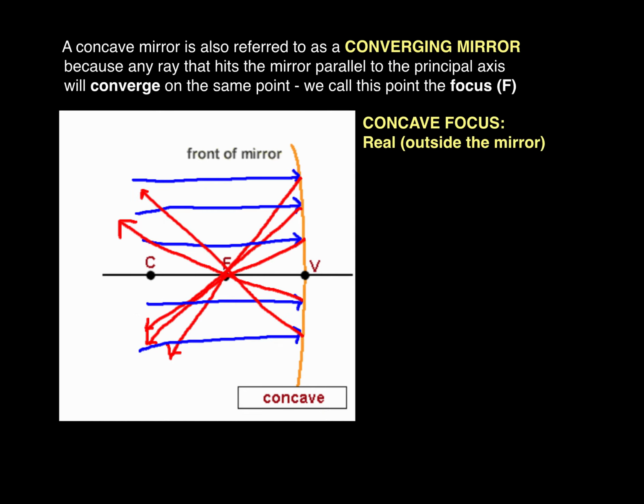A concave mirror has a real focus. The focus exists at a point outside the mirror in the real world. The focus is also related to the location of the center. The focus is halfway between the vertex and the center, which means focus is equal to 1/2 of the center.